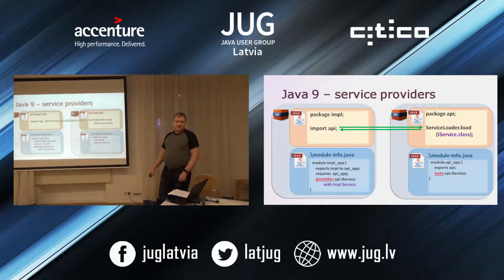service providers are a first-class Java citizen, used to provide services which are extended by third-party implementers. What does it mean? Let's say we have a package API which has some class IService, which is actually a service interface, and which loads this class at runtime with ServiceLoader.load. And we have some package impl which imports package API and provides some implementation, let's say, ImplService of this IService interface. Then, in the service provider world, in Java 9, we can write uses API.IService for API and provides API.IService with ImplService for the implementation, and this will enable those two modules to see one another.